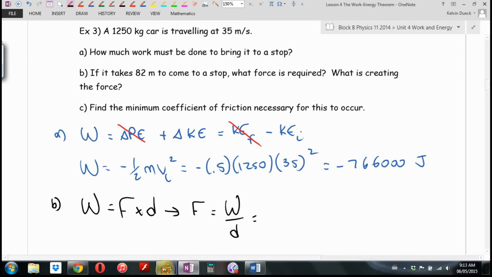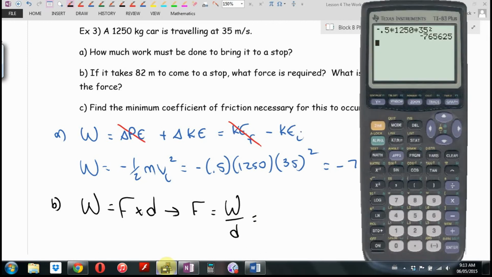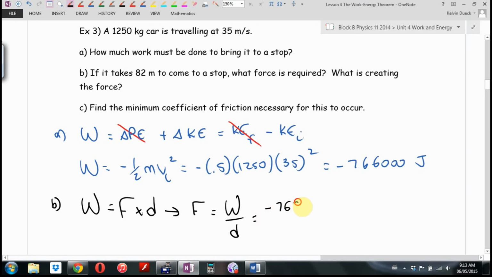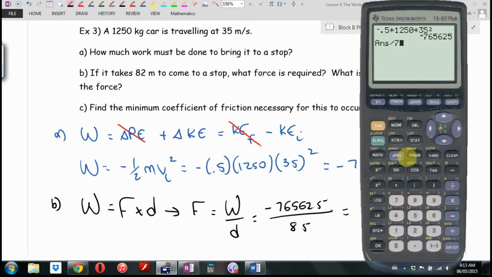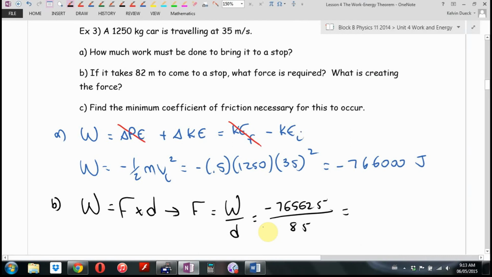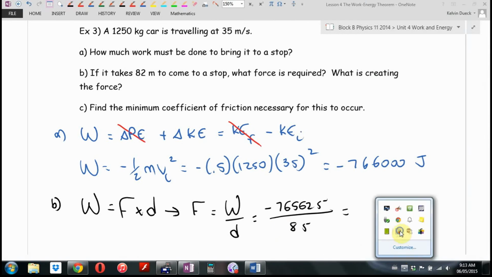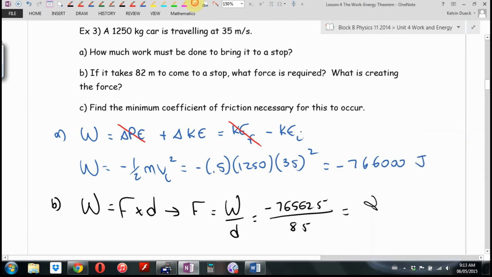This time I'll write down the whole number: negative 765,625 divided by 85. And I get negative 9,010, roughly. It says 82, Mr. Dueck? Well, that was dumb. And what else is dumb is my pen magically just stopped. Don't tell me we're going to do this again. And just like that, we're back. So instead of 85, how about 82, Mr. Dueck?